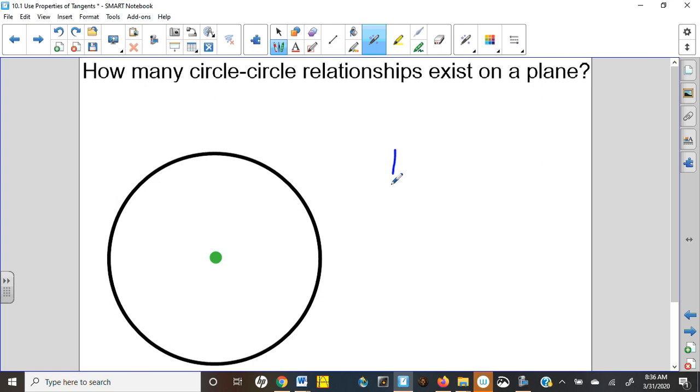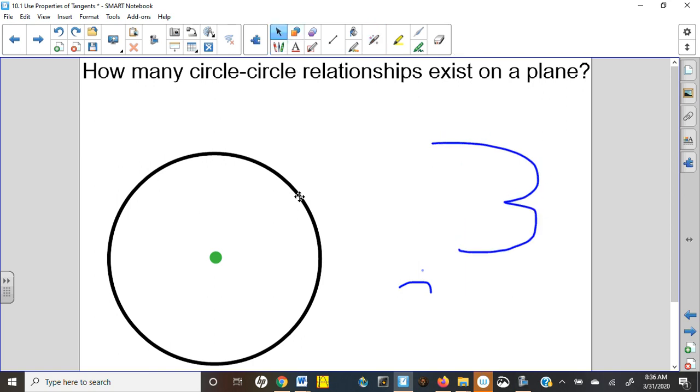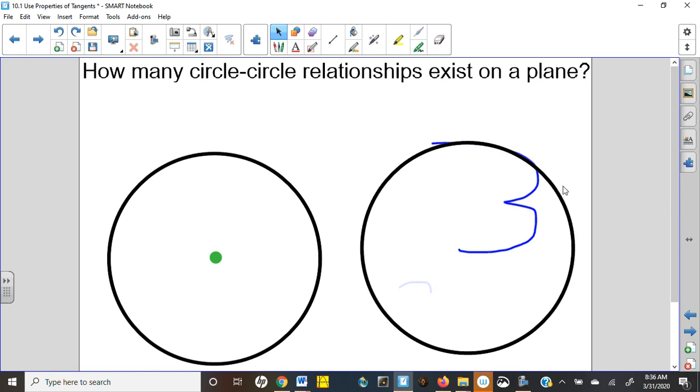All right, did you say there are 4? If you said that there are 4, you would have been wrong, because once again, there are 3. There are 3 again. And one of them is where the circles don't have anything in common. They're on the same plane, but they do not intersect.